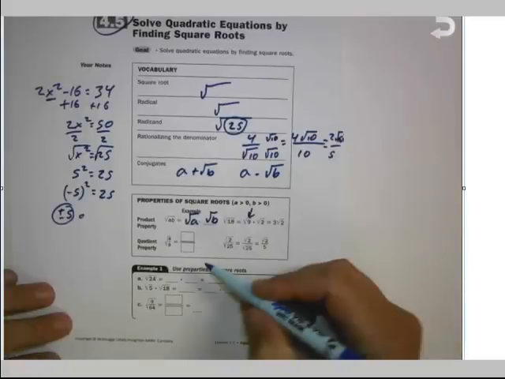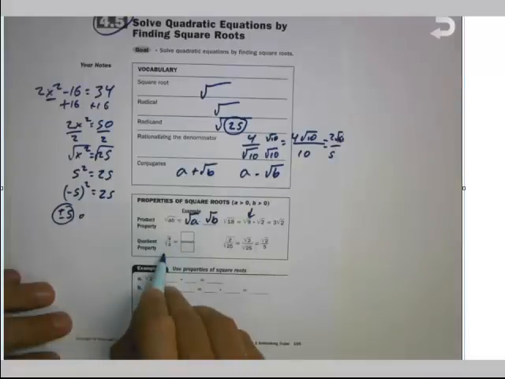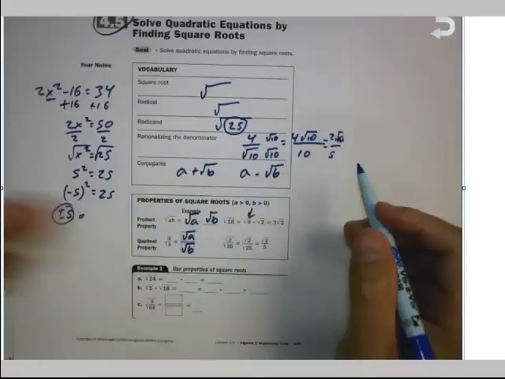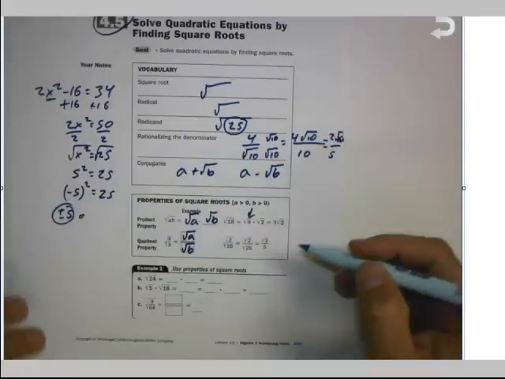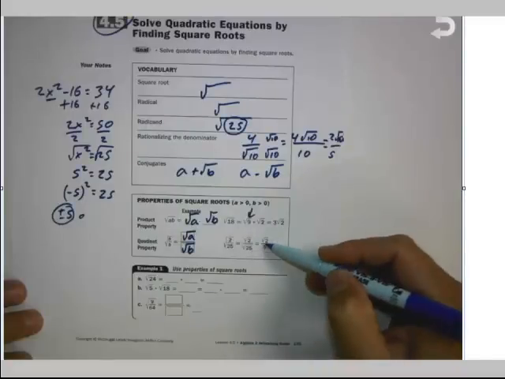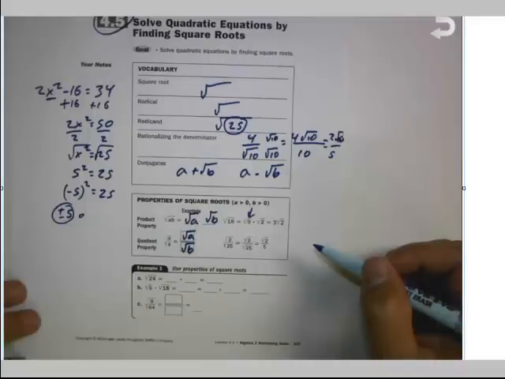The other thing is if you have the square root of a over the square root of b, that means the square root of a divided by the square root of b. Or if it's the square root of a over b, that means you could split them. So in this situation, I'd have the square root of 2 over the square root of 25, which is the square root of 2 over 5. And so you need to know those basic things.